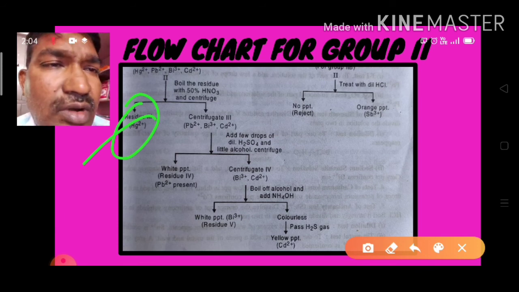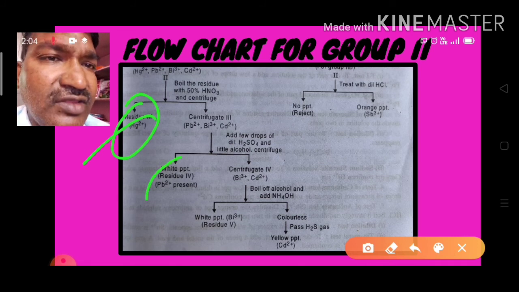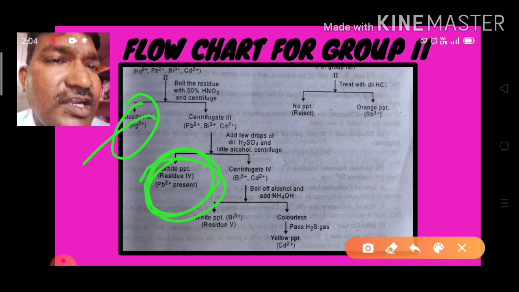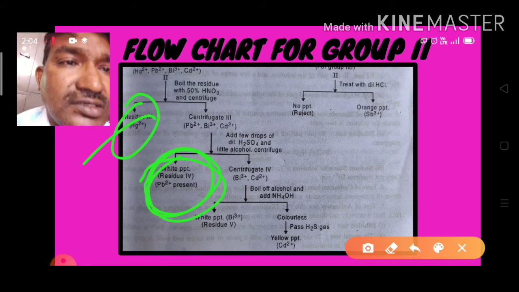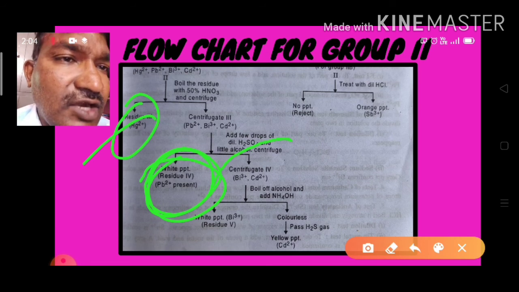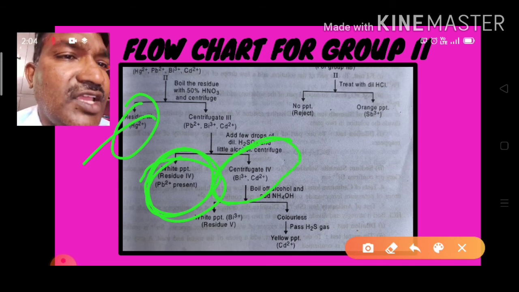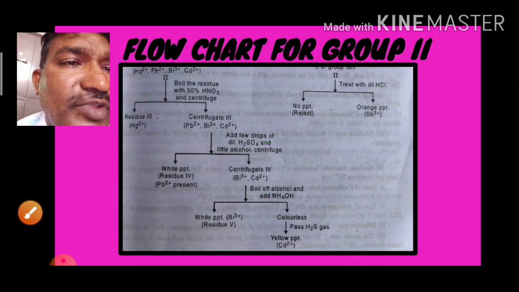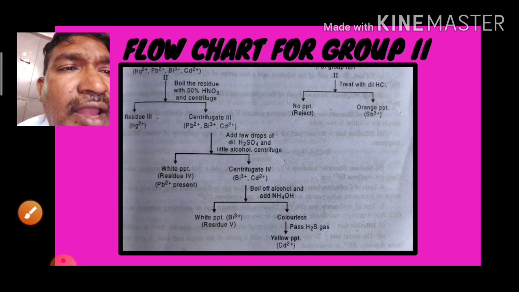After doing this, if we get a white precipitate, we have to think that the second group cation present in the salt mixture is Pb+2 ion. And if we don't get any precipitate, we have to think that the second group cation present in the given salt mixture may be Bi+3, bismuth+3, or cadmium+2 ions.